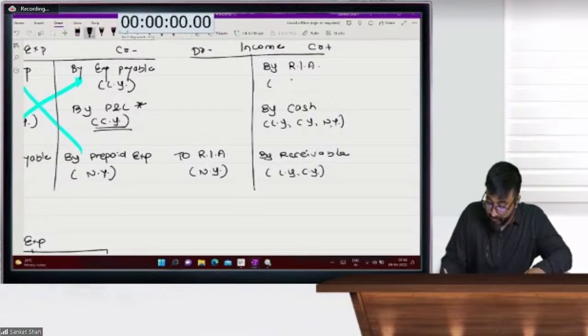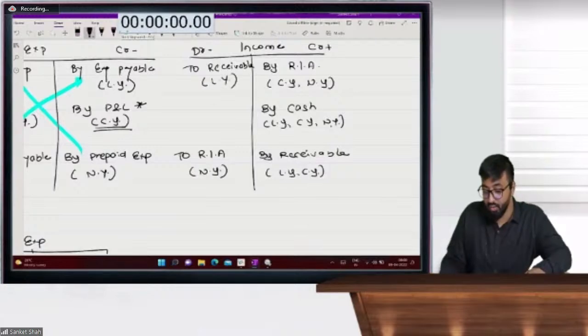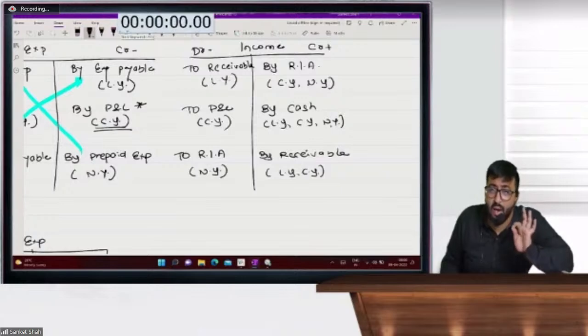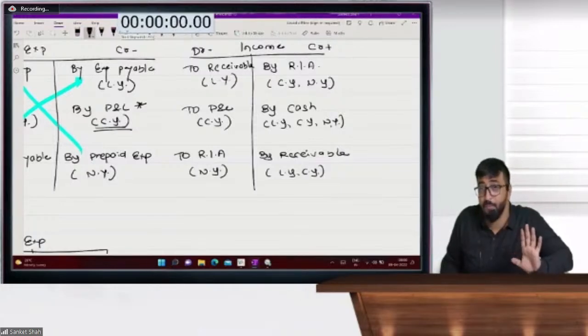Yes. It is related to which year, beta? By received in advance, either current year or next year. Received in advance. And to receivable is always related to last year. And to P&L is related to current year. Beta, accounts will be perfect if you know the accrual concept, if you correlate this concept.